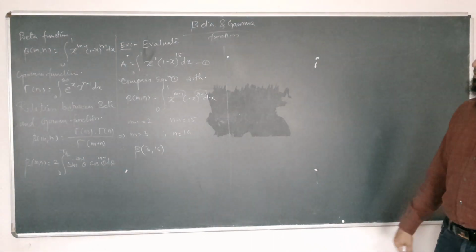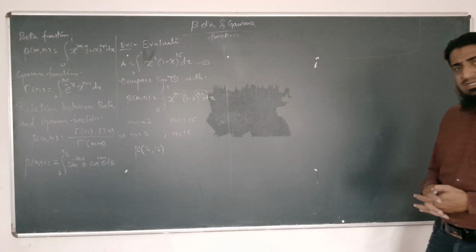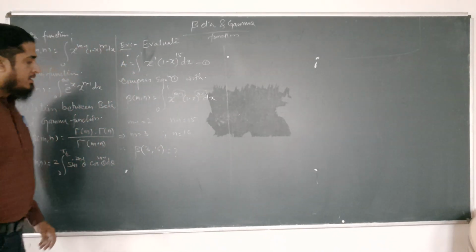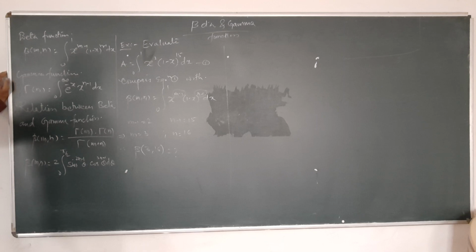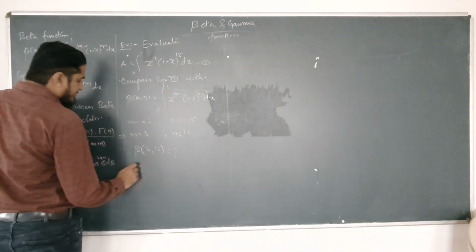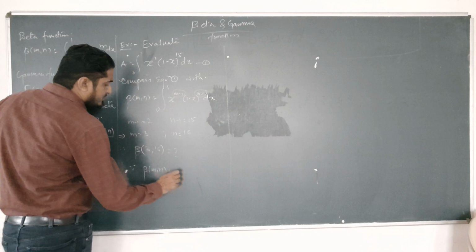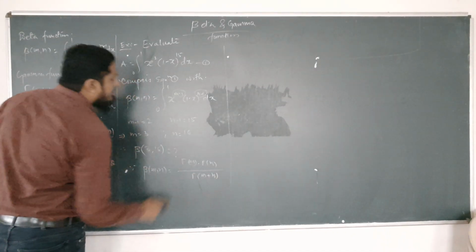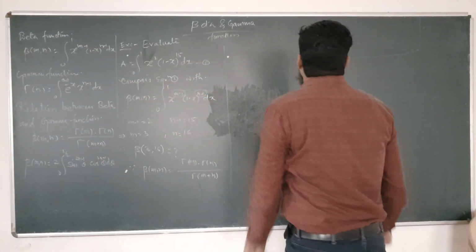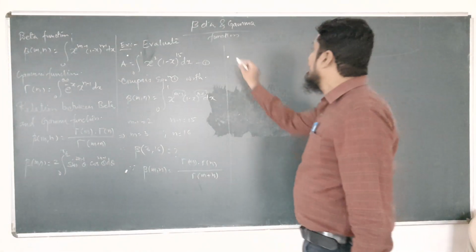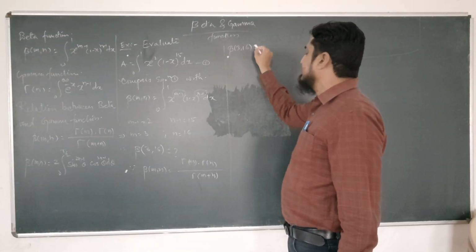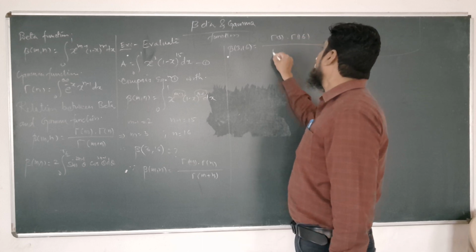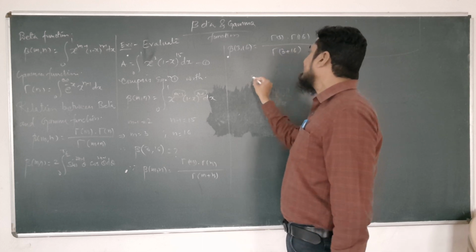Now, we have the beta function with values 3, 16, so we have to calculate the value of beta(3, 16). Now we will solve this example by using the relation between beta and gamma function. Since we know that beta(m, n) is equal to gamma of m into gamma of n upon gamma of m plus n, correct? Now beta of 3, 16 is gamma of 3, gamma of 16, gamma of 3, 16. Is it correct? Yes.